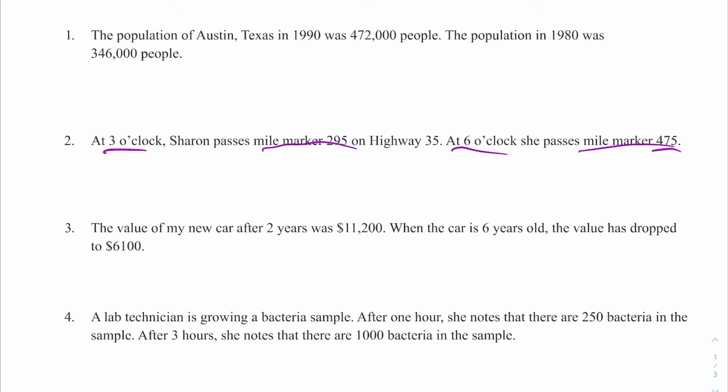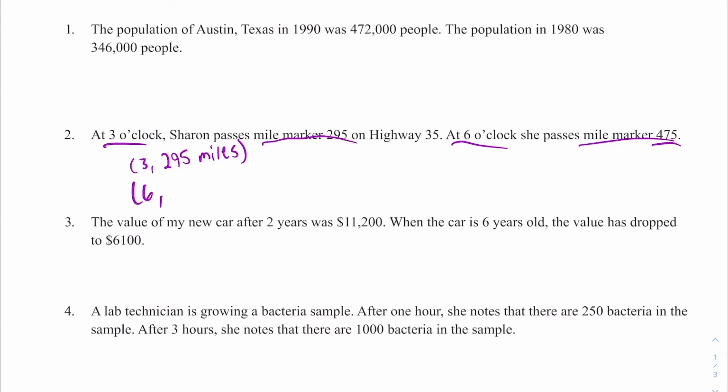We need to turn this situation into a coordinate. One spot would be, the x would be 3 o'clock. At 3 o'clock, you were at, on this highway, mile 295. And at 6 o'clock, the mile marker you're at was 475.